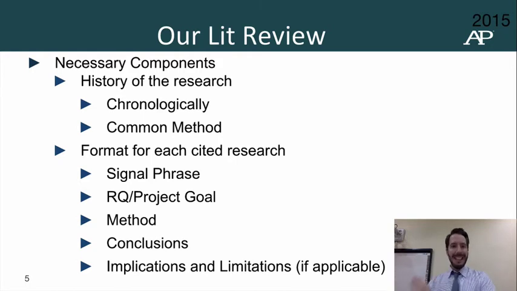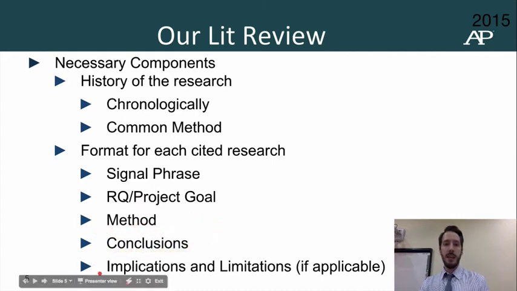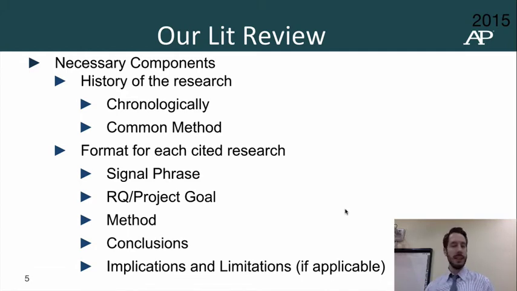Now, for each of these sources you're going to be talking about in the history of research, here's what you need to do. First, signal phrase, research question, methodology, tell me the conclusions, and tell me the implications and limitations. Now, you don't need to tell me the limitations if they didn't include them, but if they did, just note them. It'll help create synthesis with the other sources. Then you typically have a synthesis statement to connect the rest of the research together. Funny enough, a lot of the things I just asked for in the history of research, you can find in your annotated bibliographies. That's why I ask you to do them.